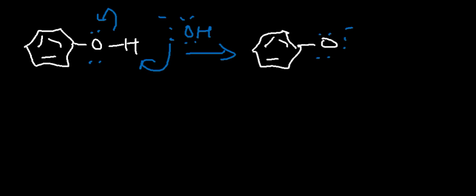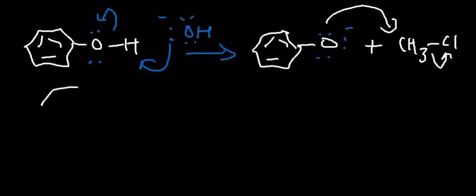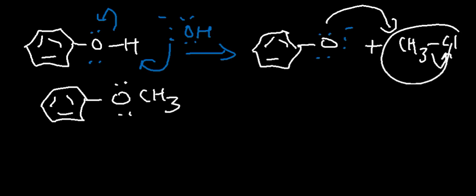So once you have phenoxide, we can now react it with an alkyl halide, like methyl chloride. So this oxygen is going to attack the methyl, expel the chlorine group, and that's how we can make an ether. Simply deprotonate the hydrogen and then add an alkyl halide to it. Now we can make different types of ethers. All we got to do is just change the number of carbons in that structure. So that's how you can make anisole.